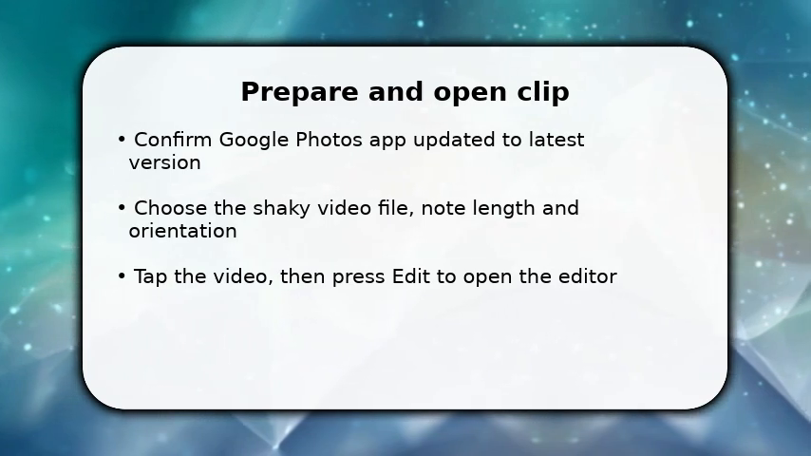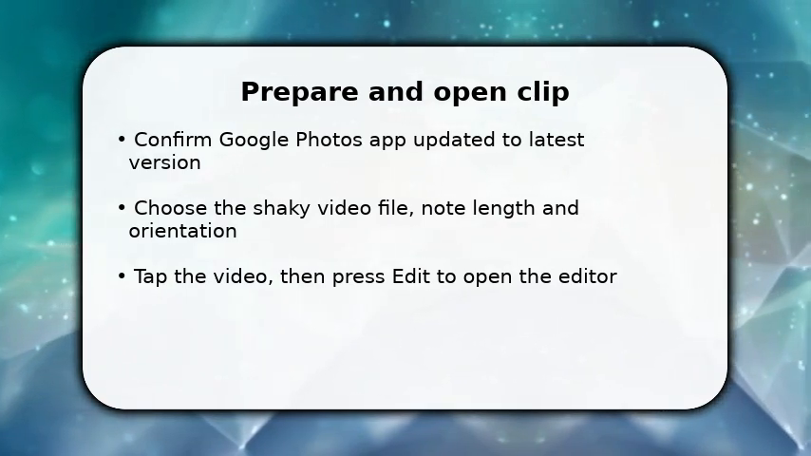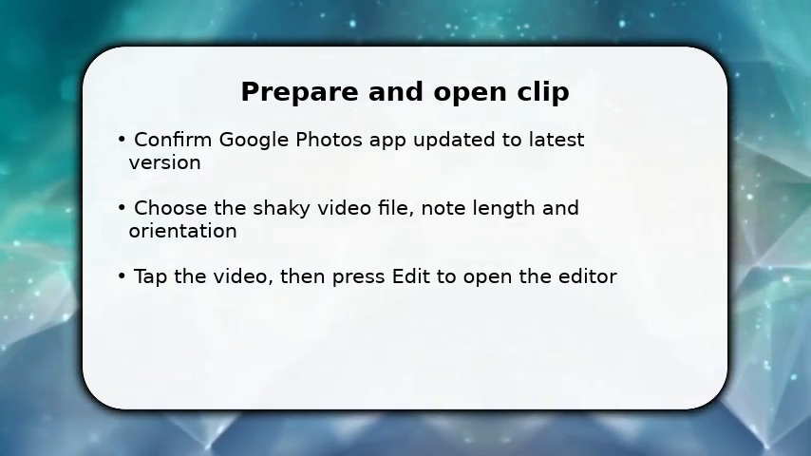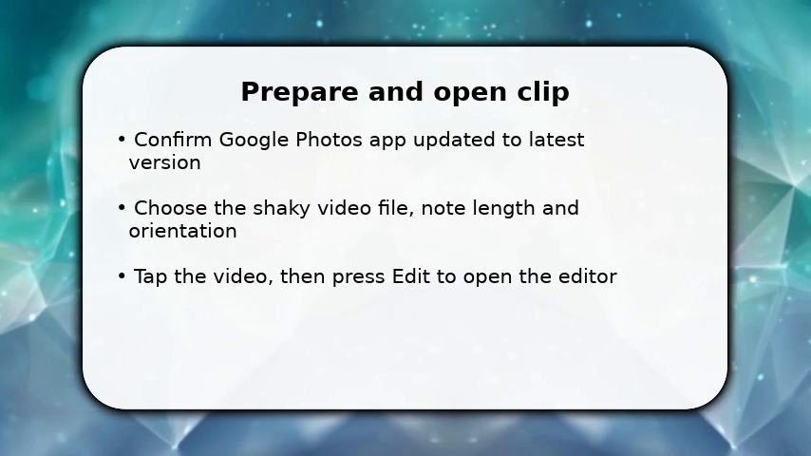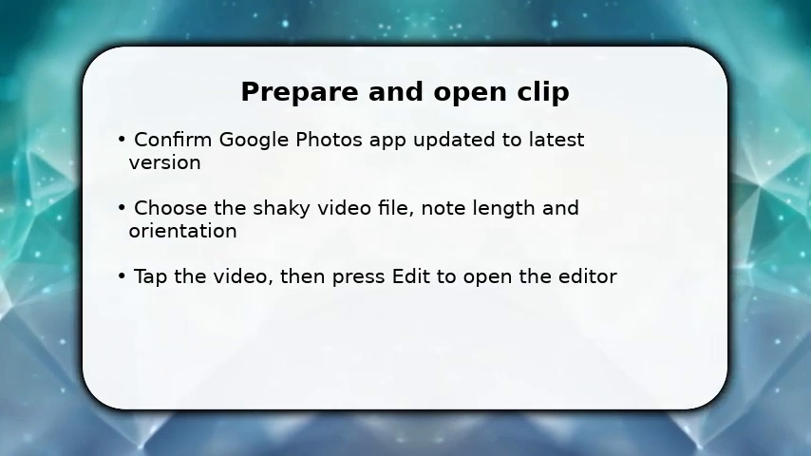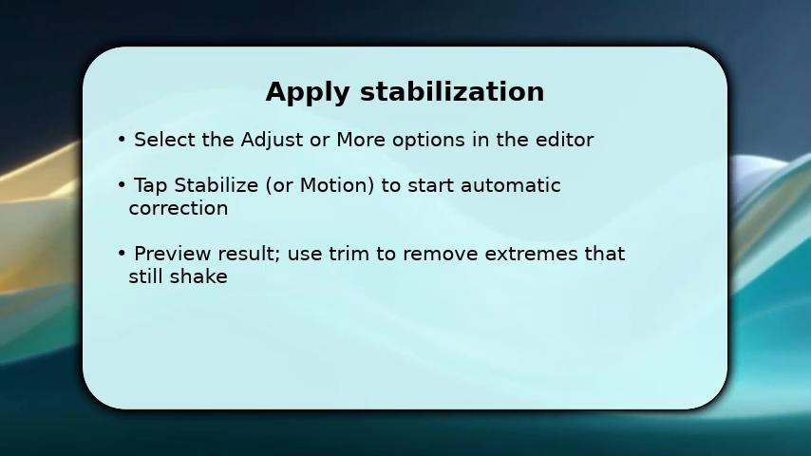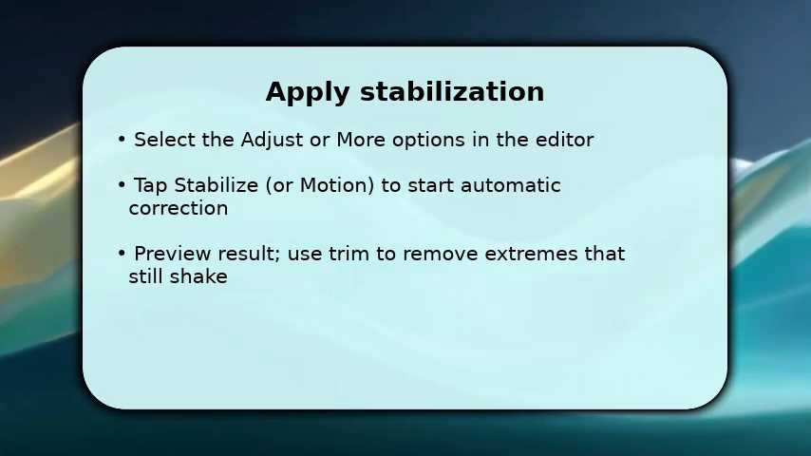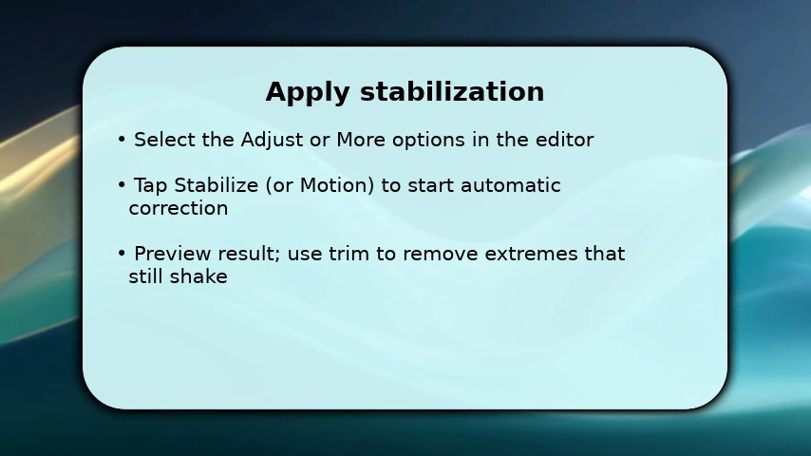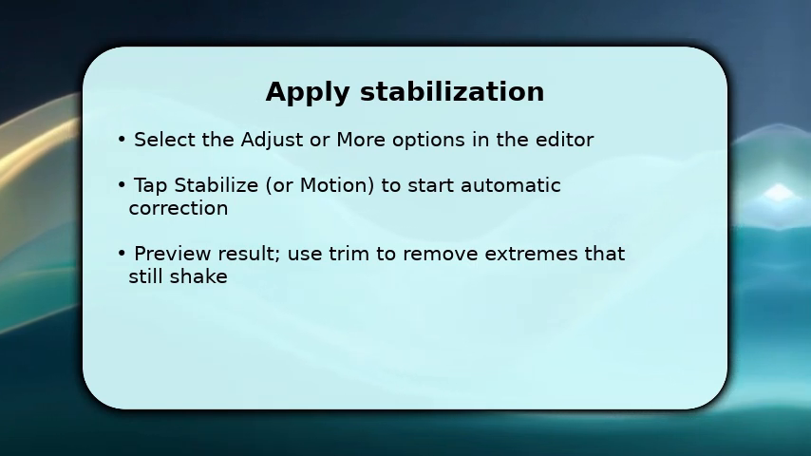Keep the clip's original resolution in mind so you can compare results after stabilization is applied. You now locate the Stabilize or Motion tool inside Adjust or More. Google Photos runs an automatic correction algorithm when you tap it. Let the app analyze the frames. This can take several seconds for long videos.